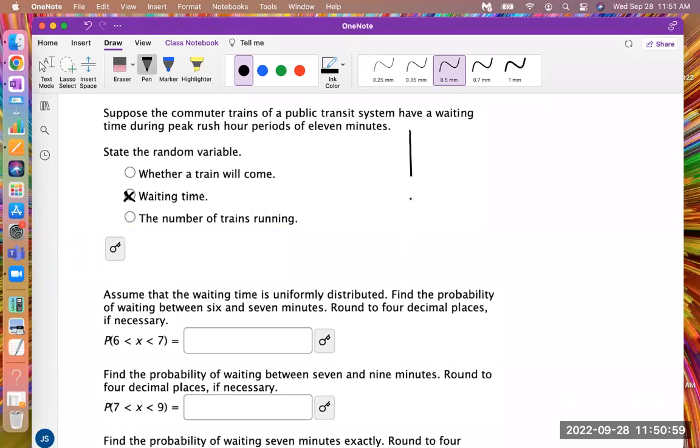So that would mean that between 0 and 11 minutes, the train is equally likely to arrive within that time frame, or you're going to wait between 0 and 11 minutes, and you're equally likely to come at 0 minutes or at 11 minutes. And they say, find the probability of waiting between 6 and 7 minutes.